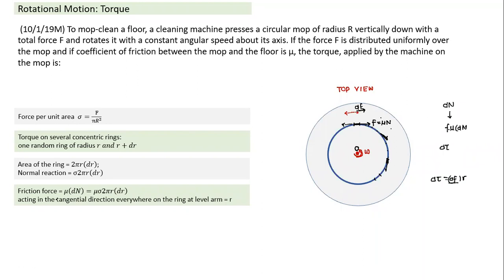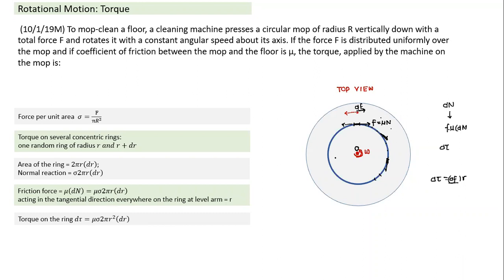What is the friction force? First, I'll calculate the friction force. Friction force will be equal to mu times normal reaction. That becomes the total friction force. All are acting tangentially at the same distance. Hence, torque on the ring is equal to the total friction force magnitude, adding up all the magnitudes, into R. So I calculated normal reaction, friction force multiplied by R. That's the torque on the ring.